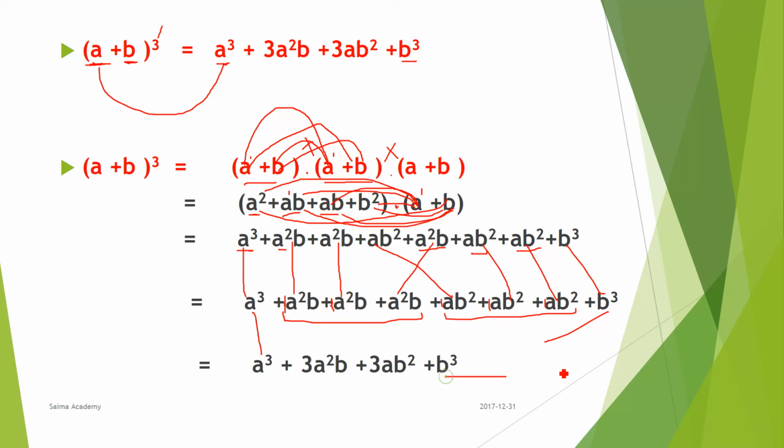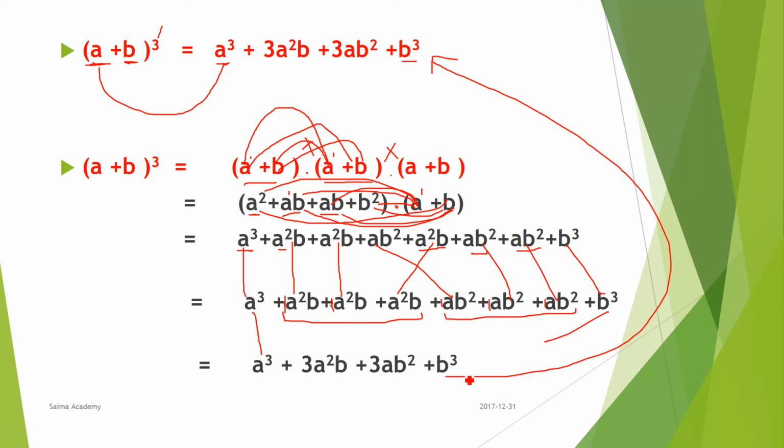So this is exactly what I have told you: a plus b whole cube equals a cube plus 3a square b plus 3ab square plus b cube. So this is the proof. How did you prove it? You have to write down a plus b 3 times, and then multiply first these two parentheses, and this is the result. Then you have to multiply with a plus b, and at the end you have to add all these together. So this is the proof.